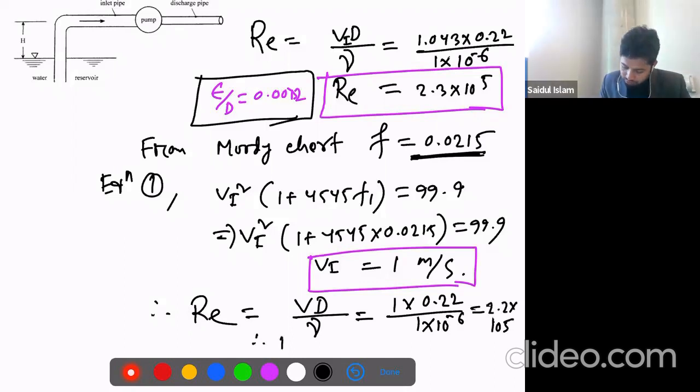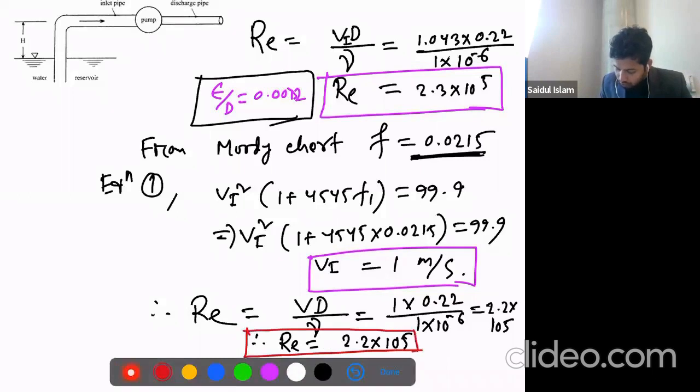That makes some differences. Now I will explain it. You see here, this Reynolds number is 2.2 times 10 to the power 5. And previously, we had the Reynolds number 2.3 times 10 to the power 5. Right? So that's not the same. So that means our assumptions are incorrect? Yeah. So in a general sense, the answer is yes.